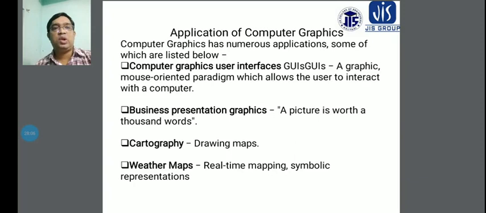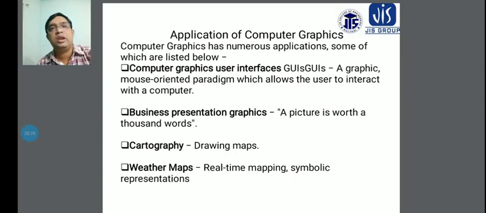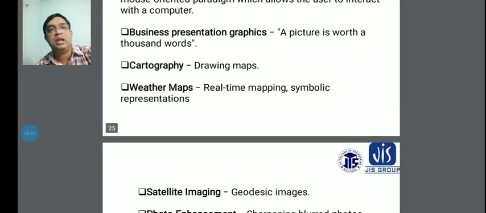Another application is cartography. Cartography is basically drawing maps, and different types of maps are drawn using computer graphics. Another is the weather map. Weather maps show different times and different areas, and symbolic representations are given on weather maps according to real-time mapping.